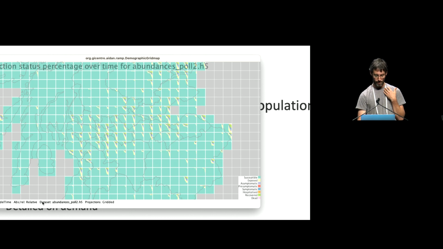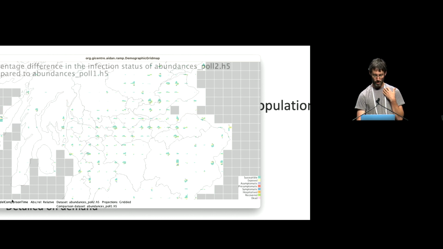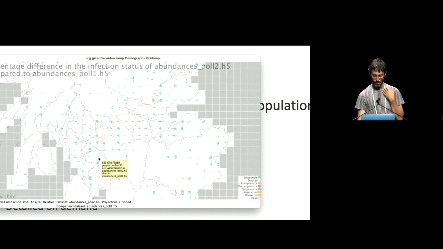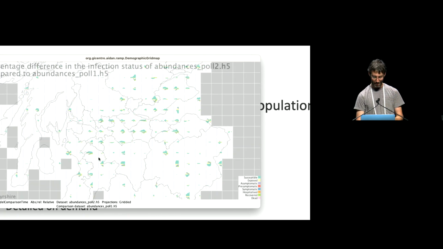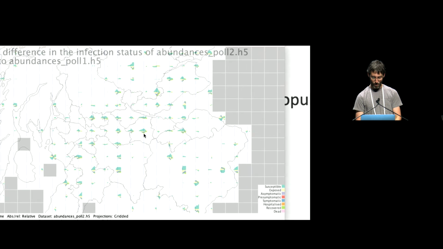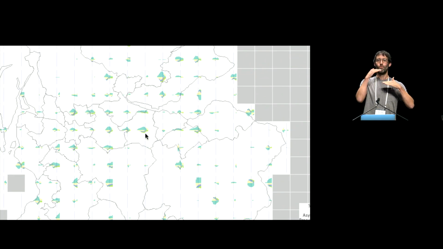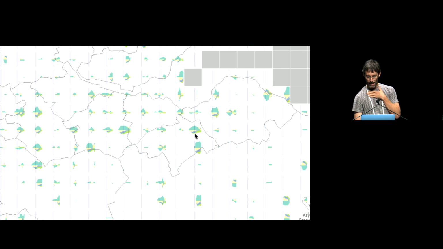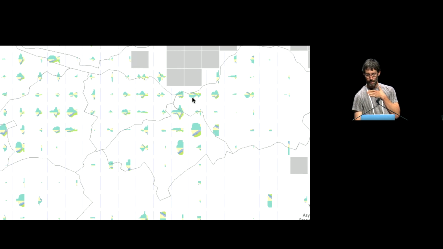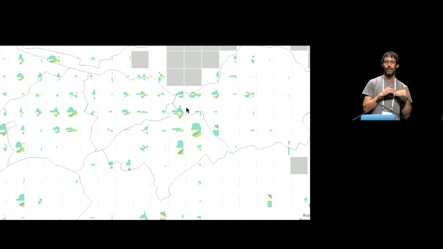But the main way we looked at model results was to use a more complex glyph, so I'll increase the resolution. Here we were taking one model, subtracting one from the other, and over time seeing how the models compared. Zooming in on certain areas, we got different interesting effects where one model would spread faster, and another model would maybe have another peak afterwards.